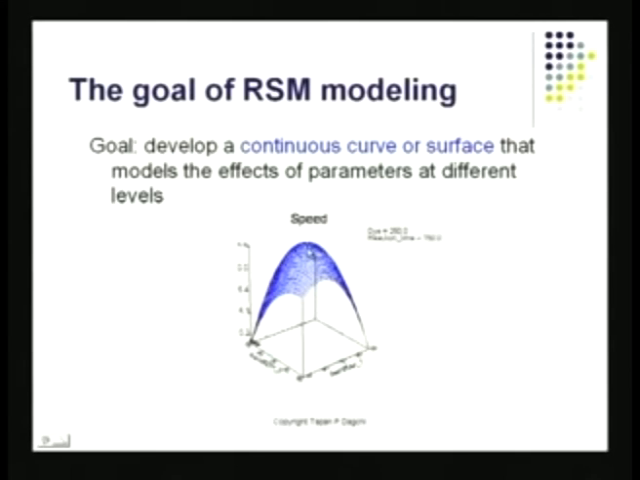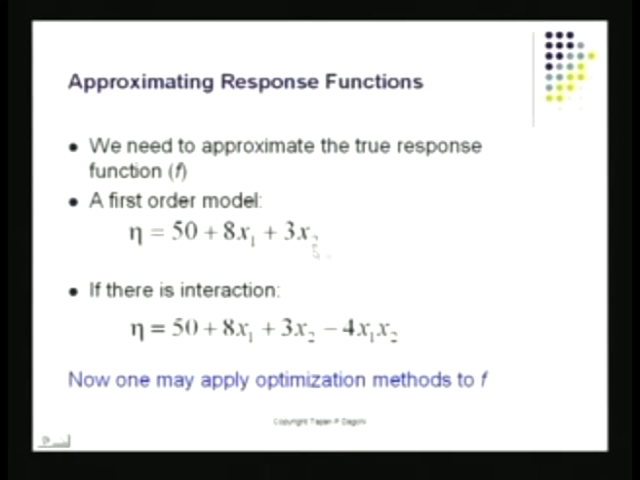So I would like to be able to develop a continuous curve or a surface that will model the response of the parameters. Let's first take a look at some of the possible models. The first order model, which is a simple linear model, of course, is the one that involves two variables. It has a shape like this. It could also involve the interaction. Now, this is just going to be a main factor, first order effect. If there is interaction, I'll probably have this interactive term also.